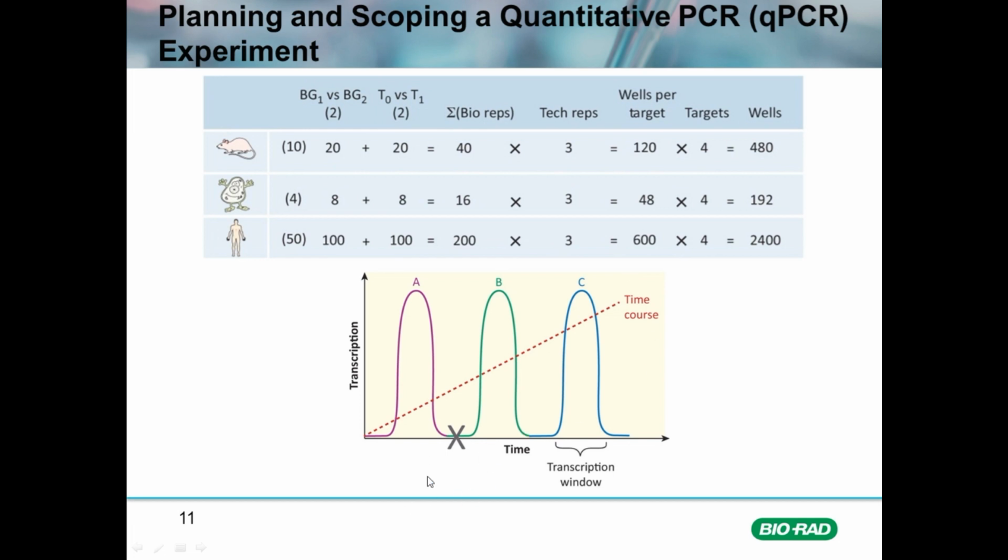In this particular experiment, if we wanted to test transcription of gene A, B, and C, we would need a minimum of 4 time points. You would need T0 as your control, along with a time point for A, a time point for B, and a time point for C, because none of the transcription windows for these 3 targets overlap.